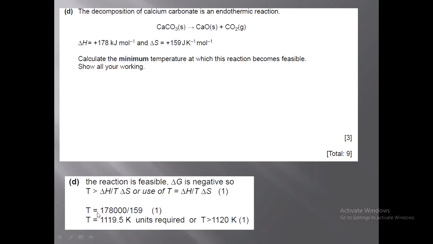Here the examiner has done it in another way. He has converted the kilojoules into joules by multiplying 178 by 1000 and dividing by delta S. The other methodology is that you can keep delta H the same while converting delta S to kilojoules by dividing it by 1000. So we would get a temperature of 1119.5 Kelvin. That would be the temperature at which the reaction would be feasible in the case of calcium carbonate forming calcium oxide and carbon dioxide.